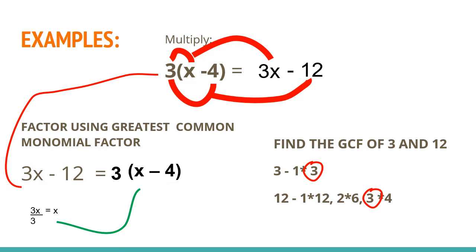So, dinivide natin yung 3x by 3. So, ang magiging sagot is x. So, kaya may x na doon sa ating second factor. Next is divide negative 12 by 3. That's why we have negative 4. So, our factors of 3x minus 12 is 3 times quantity x minus 4.